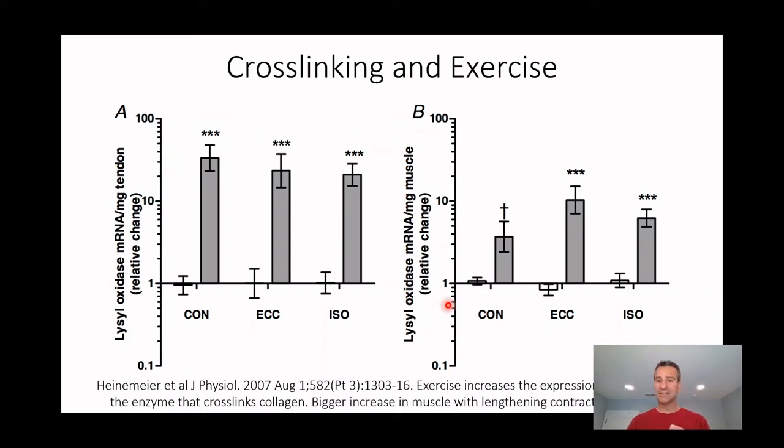In muscle, lysyl oxidase also goes up. When you do light concentric movements, it goes up 2 to 3-fold. When you do eccentric movements, it goes up more than 10-fold. And when you do isometric movements, you can see that it's going up about 6-fold. So this is in proportion to the load across the muscle.